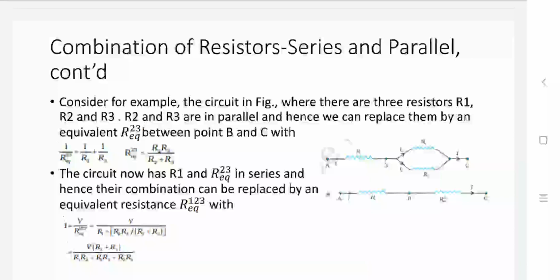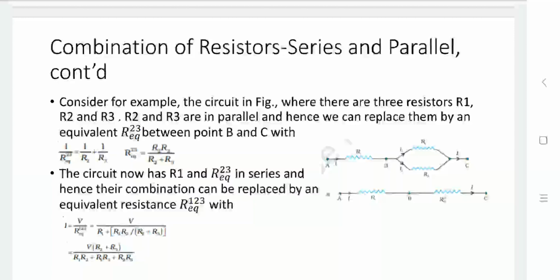Solve that particular network. So R equivalent of 2, 3 equals R2 R3 divided by R2 plus R3, based on 1 upon R equivalent equals 1 upon R2 plus 1 upon R3. If we make R equivalent the subject of the formula, our equation becomes R2 R3 by R2 plus R3. Now that equivalent of the parallel combination is in series with R1. So now my equivalent of all these 3 resistors is R1 plus R equivalent of 2, 3.